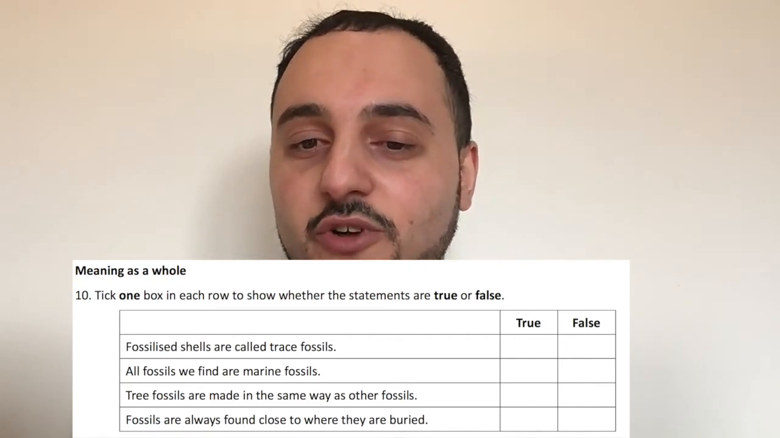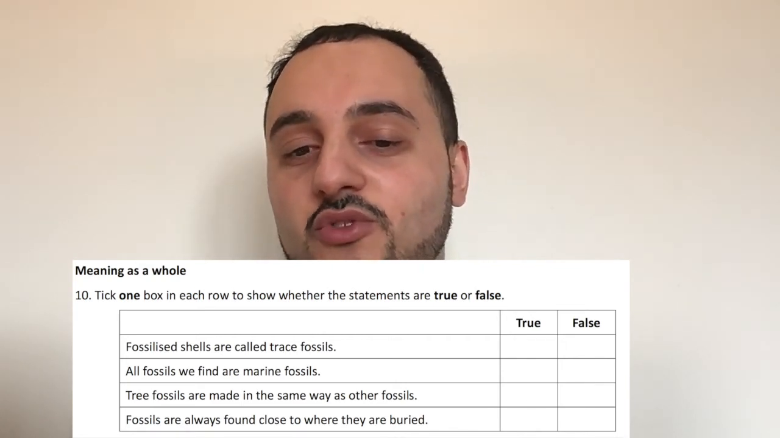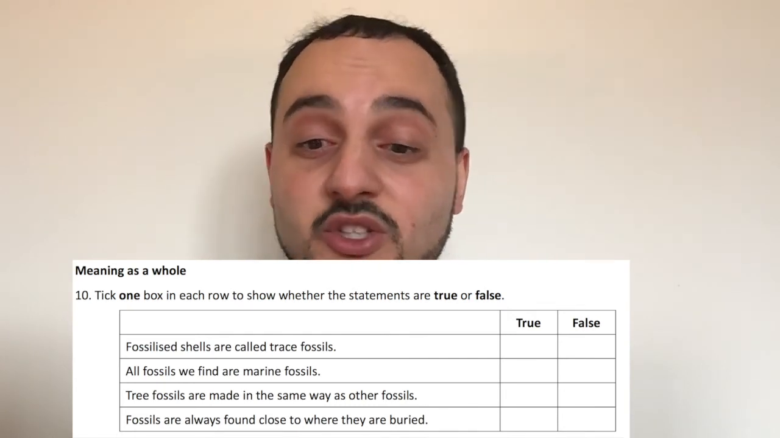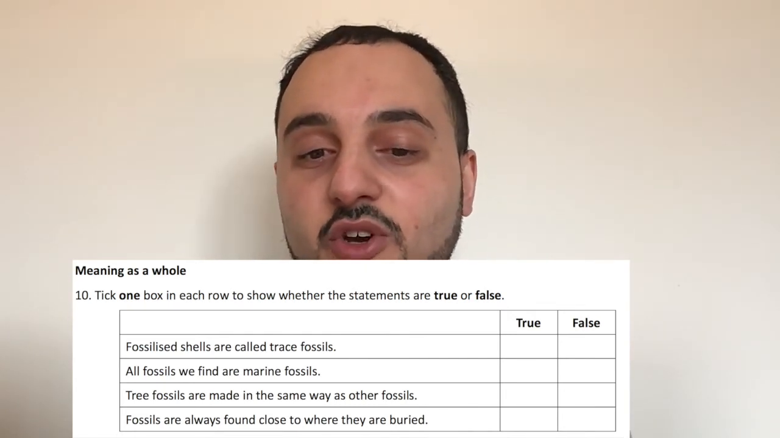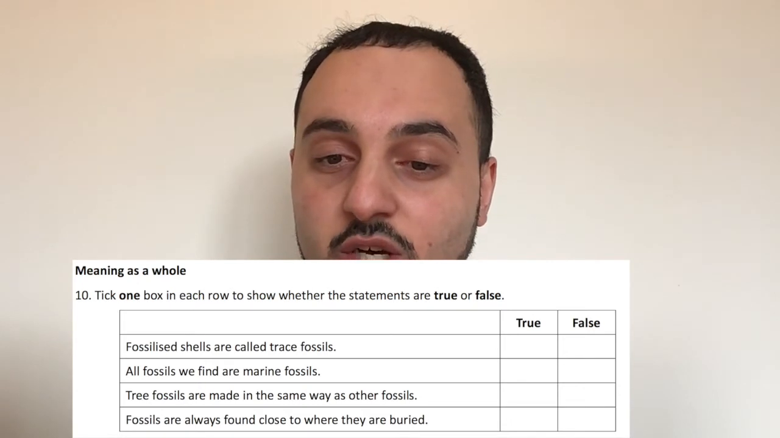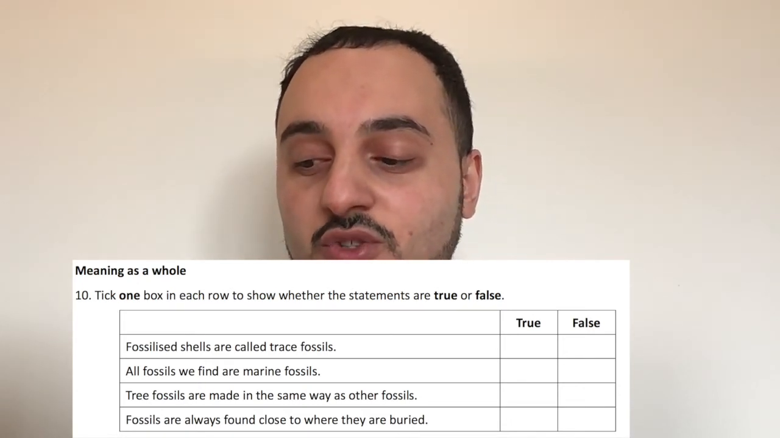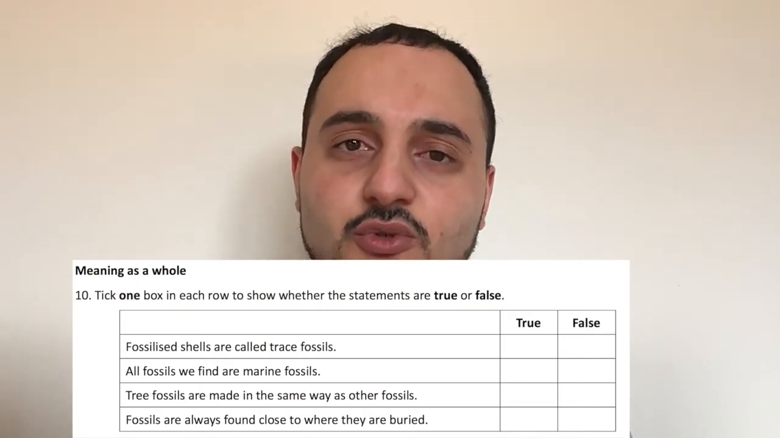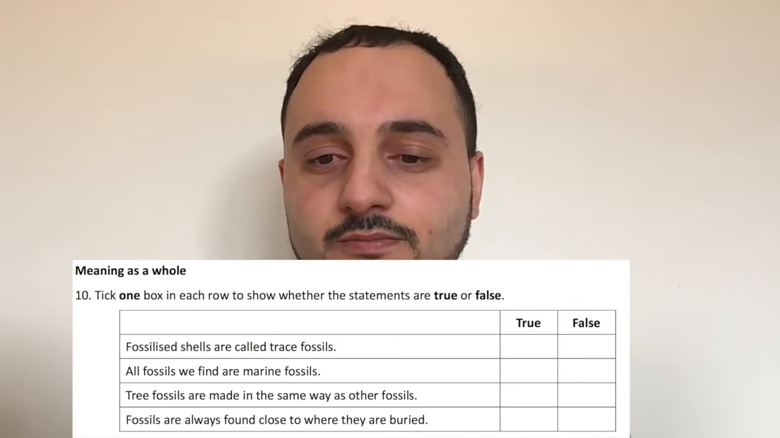Tick one box in each row to show whether the statements are true or false. So we've got 4 statements this time. We need to decide if they are true or false. The first one: fossilised shells are called trace fossils. Is that true or false?